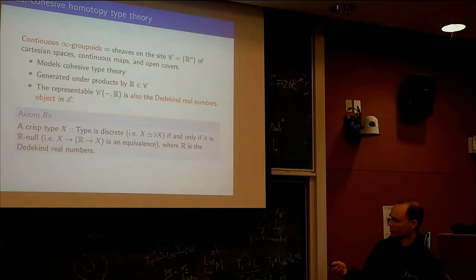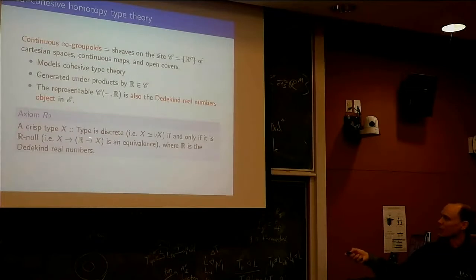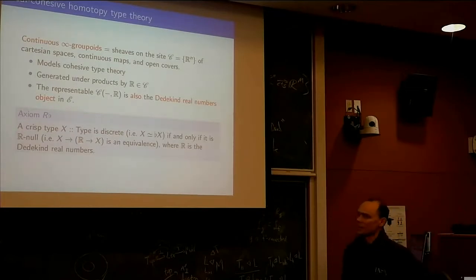And so I can express this axiom not by saying there exists some unspecified family. I can say this family, I know what it is. It's the real numbers object that characterizes the discrete ones.